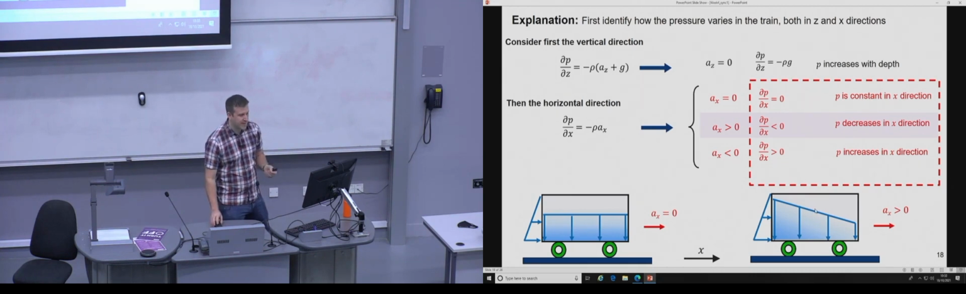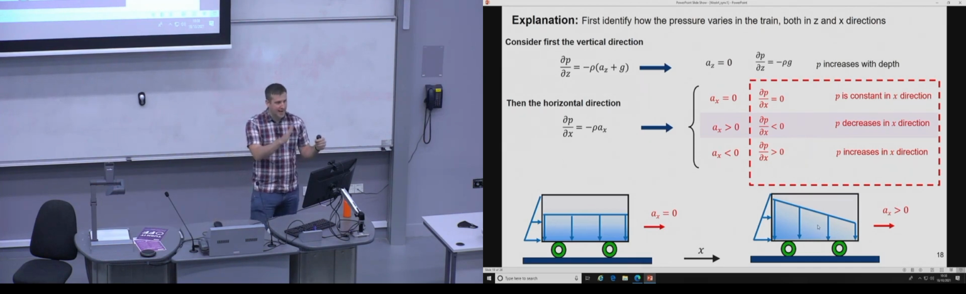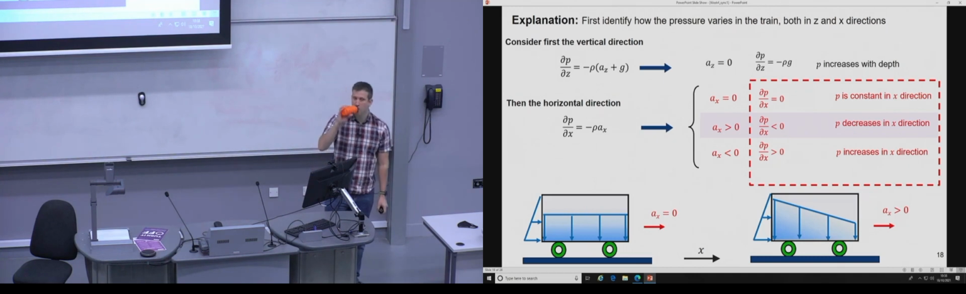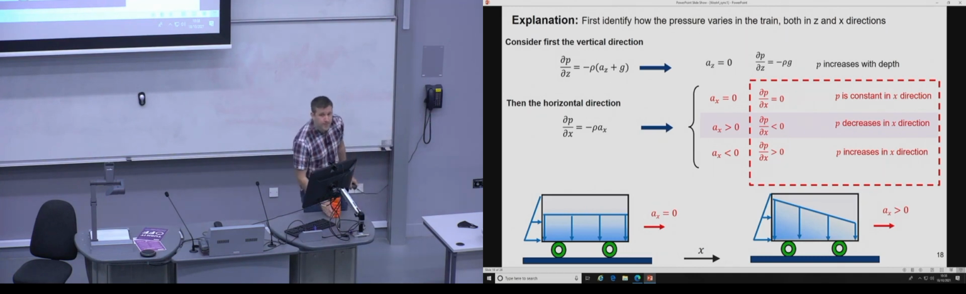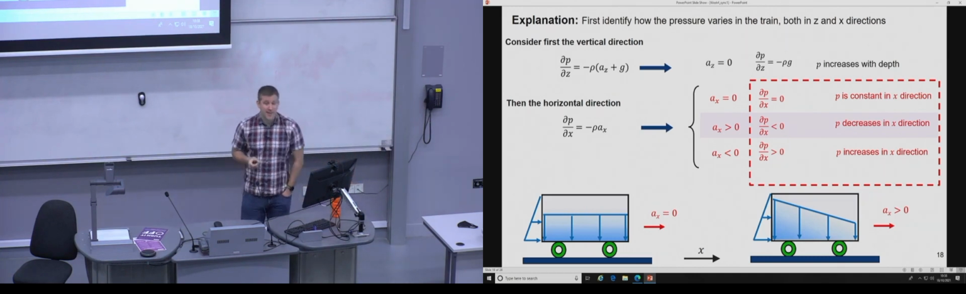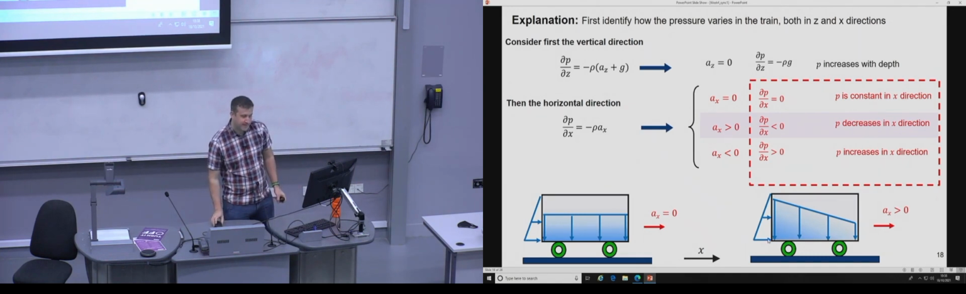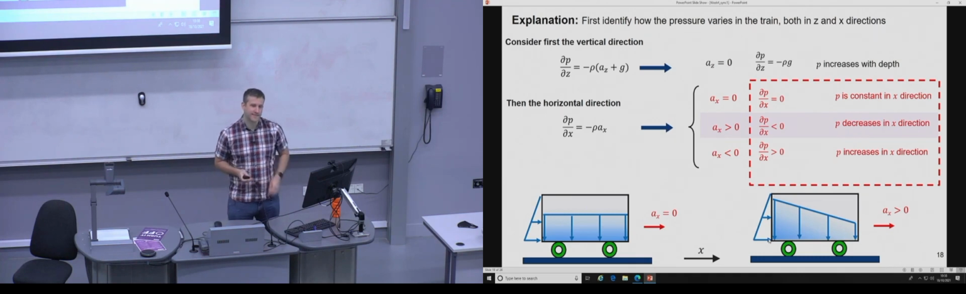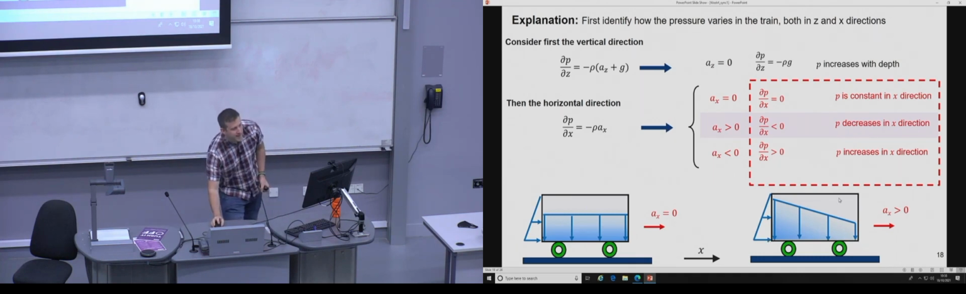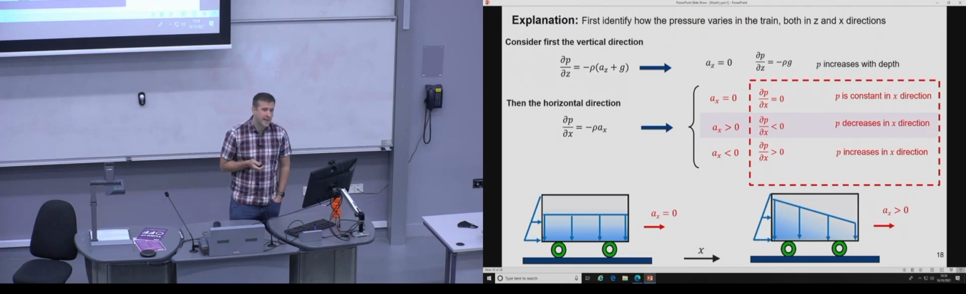And what happens is represented by this gradient here: the pressure backs up to the back and to the bottom. Yep. Where the highest pressure is in the bottom back corner here. And the lowest pressure here. Yes?